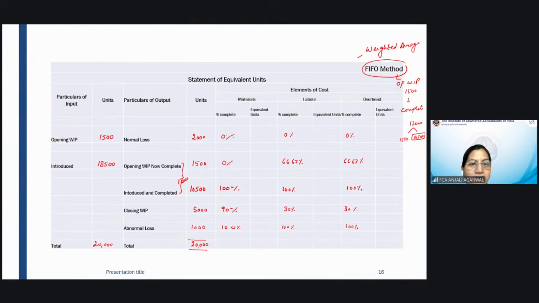All right, so opening WIP was 1,500 units and introduced were 18,500 units. Once again, there is a message in the chat window. Okay, thank you.